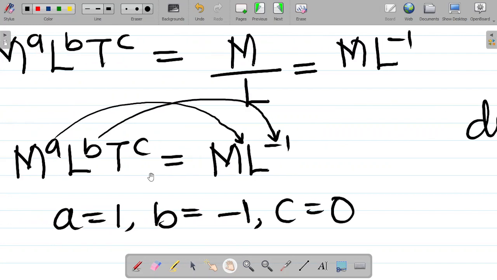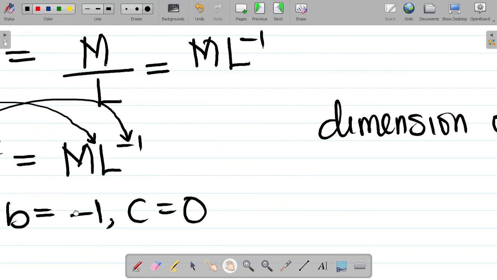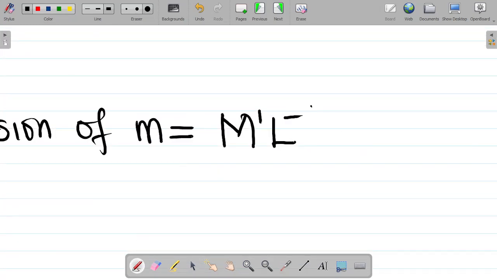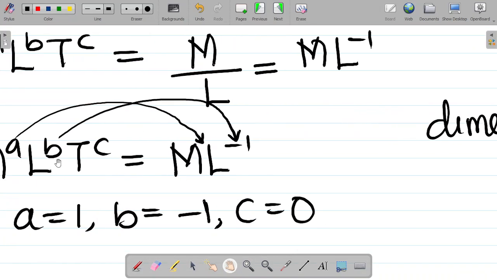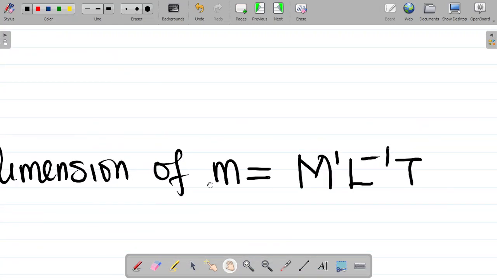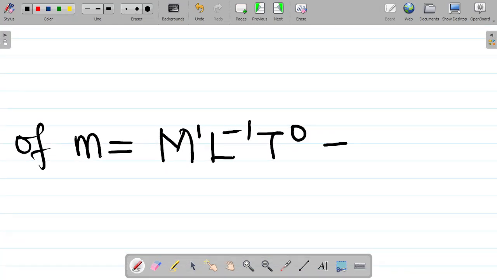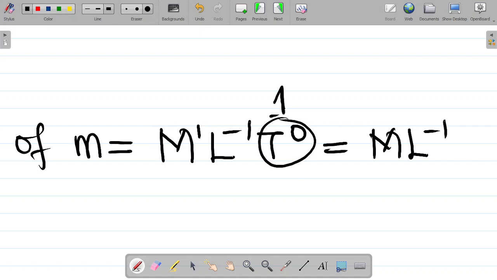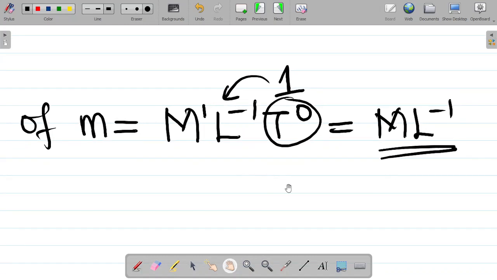L to the power B. What's the value of B? Minus 1. So B here is minus 1. And then T to the power, what's the value of C here? The value of C is 0. So this into 0. And that's simply equal to M L to the power minus 1. T to the power 0 will give you what there? 1. So 1 times this gives you itself. Again, we still arrive at M L to the power minus 1, which we said is mass per unit length. Okay, so basically this is how you solve this question.